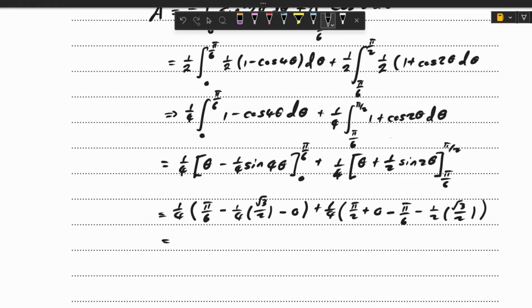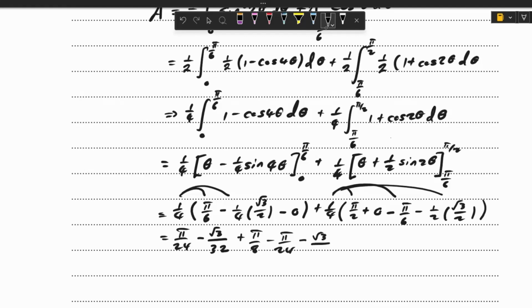Okay, so we have here a quarter, multiplying it into the bracket, we get pi over 24, and multiplying here we get minus root 3 over 32. All right, and here I'm going to multiply a quarter times this, and we are going to get pi over 8, and a quarter times this, we get minus pi over 24, and a quarter times this, we get minus root 3 over 16.